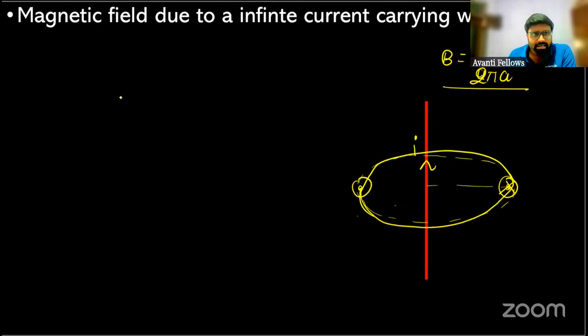ठीक है, अब मेरा क्या task होगा, line integral of B vector dot dl vector is equal to mu naught into I. I enclosed is I only because this current is enclosed by this loop. ठीक है, now क्या B change हो रहा है at this distance? Let's say this distance is a. At this distance, is the B changing or not?